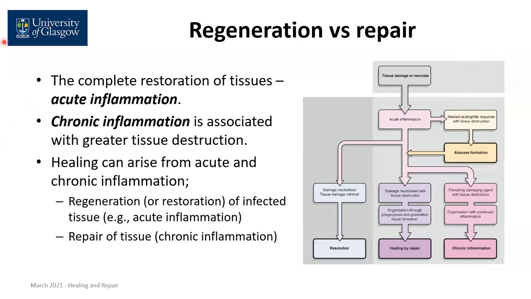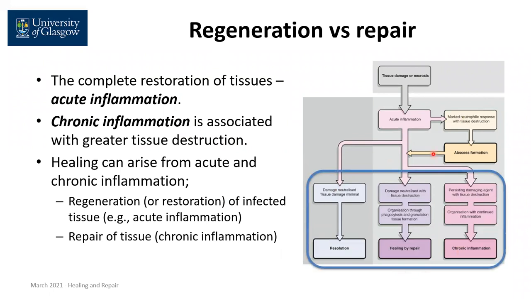So firstly, what is this idea of regeneration versus repair? Well, generally speaking, the restoration of tissues, which can also be known as the regeneration of tissues, arises in the process of acute inflammation. So this is something that we covered in the 7th session. This idea that as long as the tissue damage is minimal, then you will get complete restoration or complete regeneration of the tissues. In chronic inflammation, on the other hand, this is associated with greater tissue destruction, and in the vast majority of cases of chronic inflammatory diseases, you will need some level of repair of the tissue.